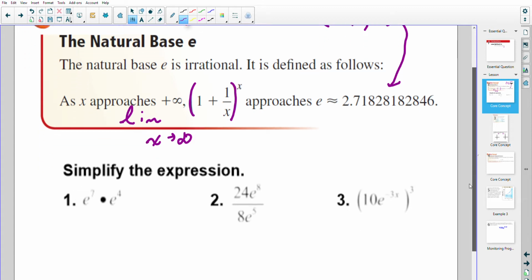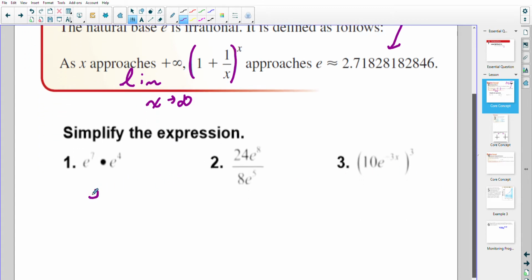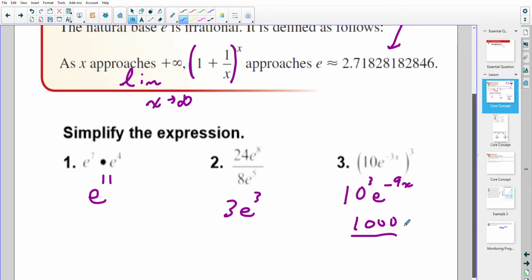Now, you can treat e as a variable when you simplify expressions. For example, this is just e to the 7 plus 4, or 11. 8 goes into 24 3 times, e to the 8 minus 5, or 3. Keep the larger one, subtract off the smaller one. And in this case, it's going to be 10 to the third e to the negative 9x. I'm writing this out 3 times, which means there are 3 of these and 3 of these. At this point, you can see that that's going to be 1,000 e to the positive 9x.